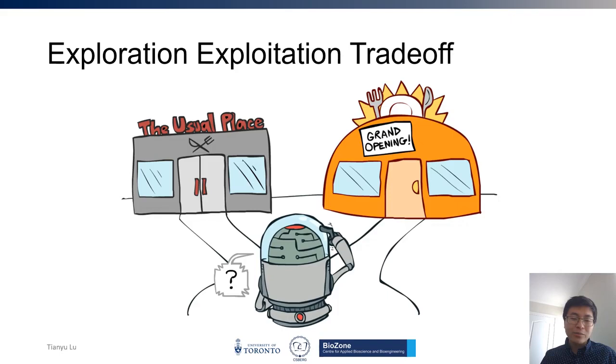So say you want to go for dinner and you have your usual place, but you also see there's a new place. The problem is, with either of these choices, you have a trade-off. If you go to the usual place, you risk not trying the new restaurant. You might be missing something better. If you go to the new restaurant, you risk not choosing your previous usual place, which you know is good. Going to that new restaurant risks it being bad. So this is a conundrum. How should we decide which path to take?